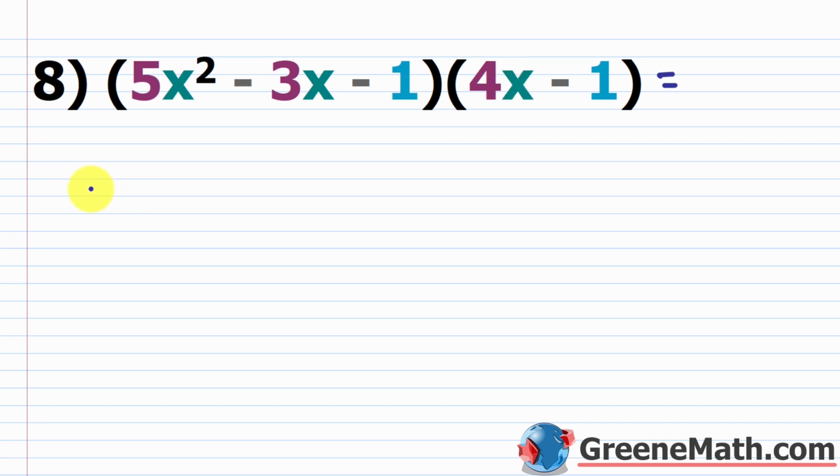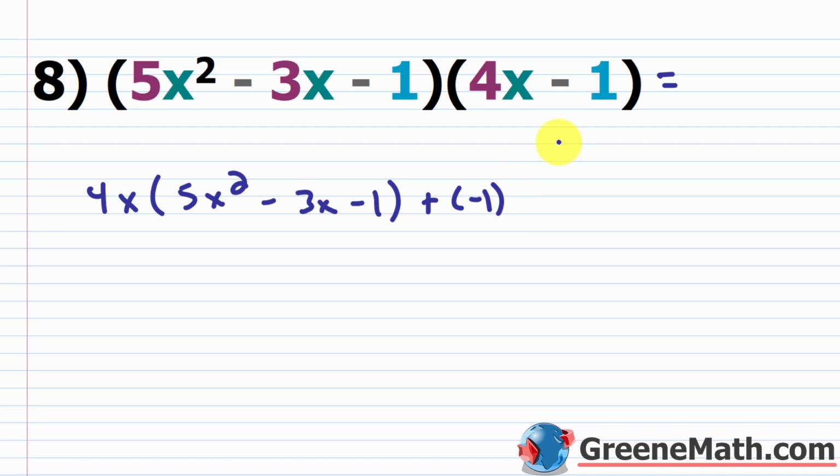So I'm going to take 4x, and I'm going to multiply it by the quantity 5x squared minus 3x minus 1. And then let's go ahead and say plus, I'll go -1, multiplied by, again, this quantity 5x squared, and then minus 3x, and then minus 1. The fact that we have a -1 here makes this process really quick when we get to that second part. So let me put equals here, and I'm just going to go through and multiply this.